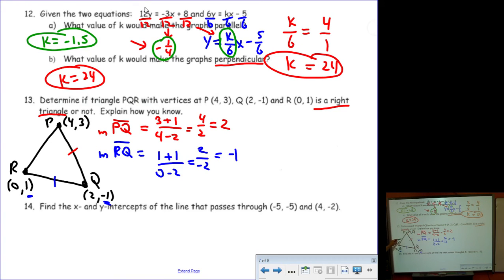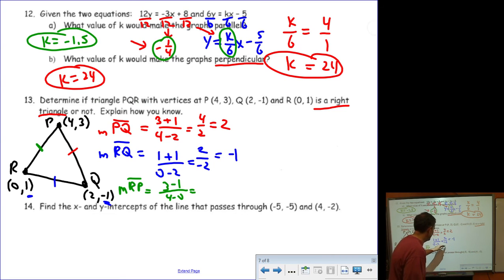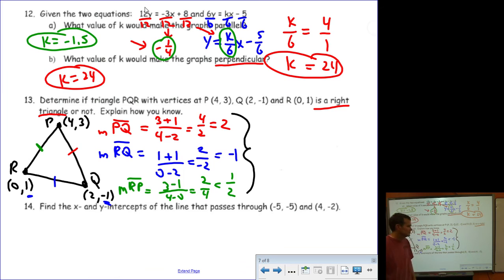And last up, let's find the slope of this line, if it were on a coordinate plane. So again, I'm going to do the slope of RP. And that would equal y minus y, that'd be 3 minus 1, over 4 minus 0. That is 2 over 4, or 1/2. All right. So look at my three slopes. Are any of them opposite reciprocals?